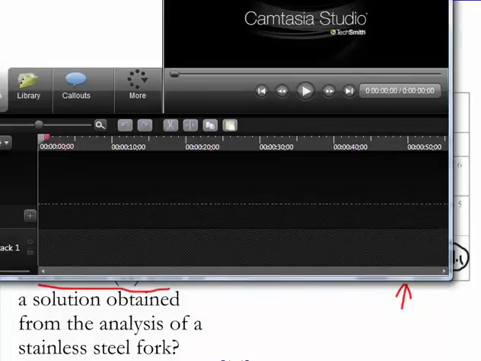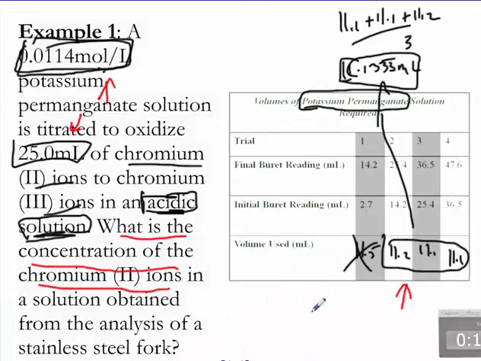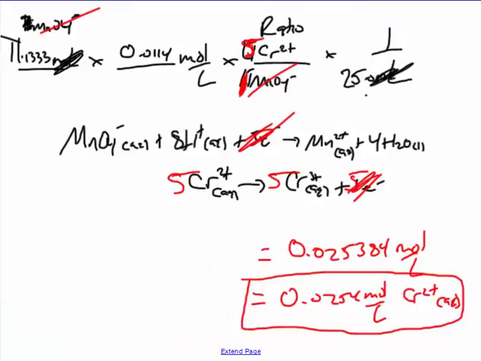How long did that take? 14 minutes. Okay, so I got 5 minutes left. Let's try one more example. Hopefully that's familiar, because to be perfectly blunt, you've done this before.